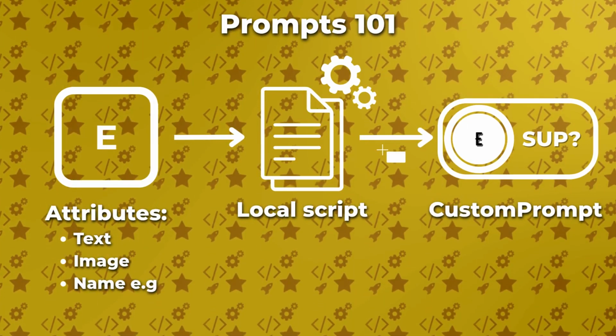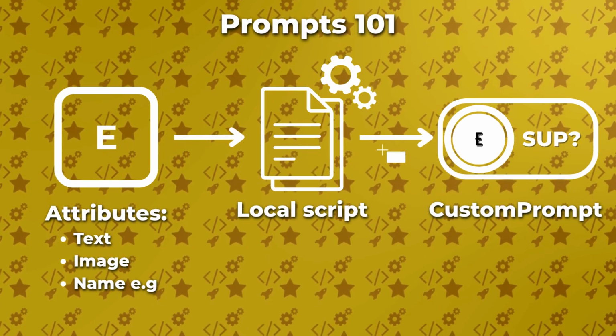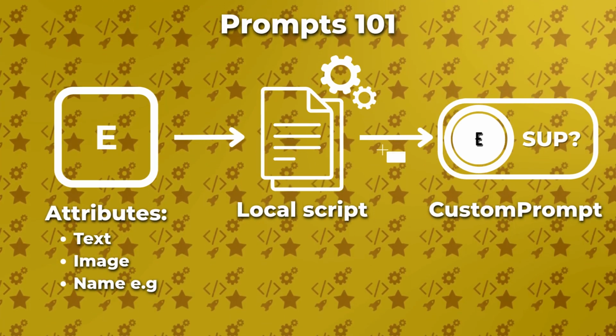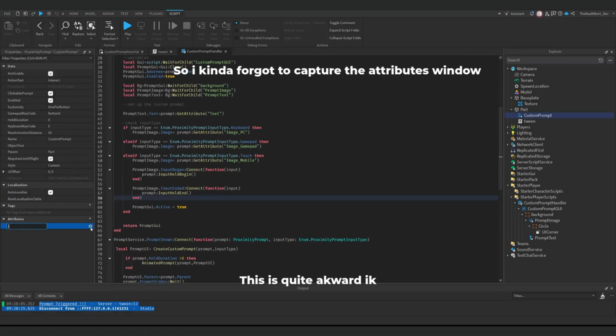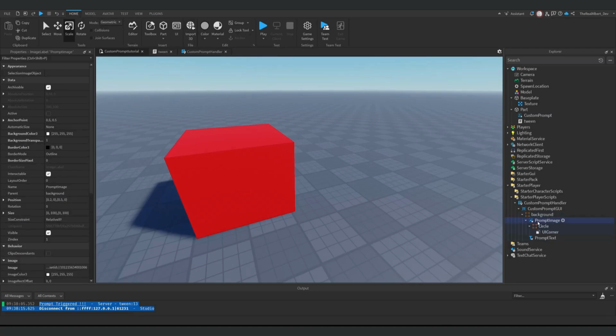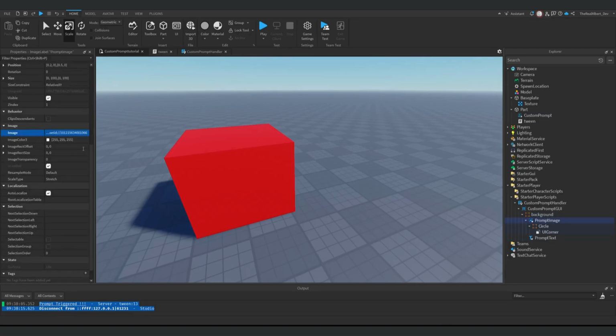It's a pretty lightweight script, it's easy to understand. It's not rocket science, like, I don't know, 500 lines of code. Now, the way it works, we get the proximity prompt attributes. Our local script basically handles those attributes, and we create our own custom prompt from those variables. It's a pretty easy process. I think it's the third or the fourth time I said this in this video, I do not know. And you guys can see me just assigning the attributes. Again, I just forgot to capture the attribute video, and it's quite awkward, to be honest.